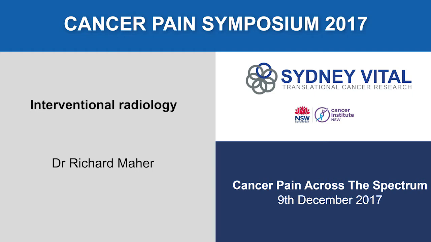So what are the various techniques we have in our kit bag, the various tools as an interventional radiologist? We have neurolysis, ablative techniques, vertebral and bone augmentation, and intraarterial treatments, namely embolization and other treatments such as SIR therapy, which is selective internal radiation therapy. So we'll go through those various options.